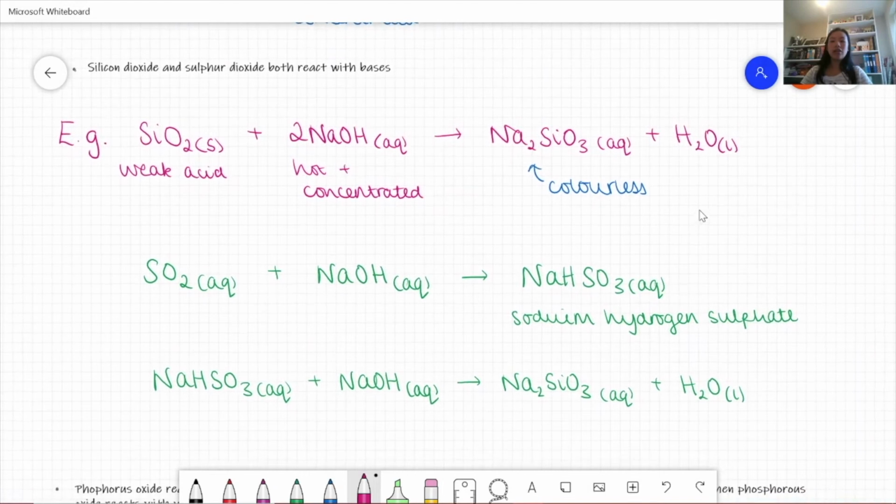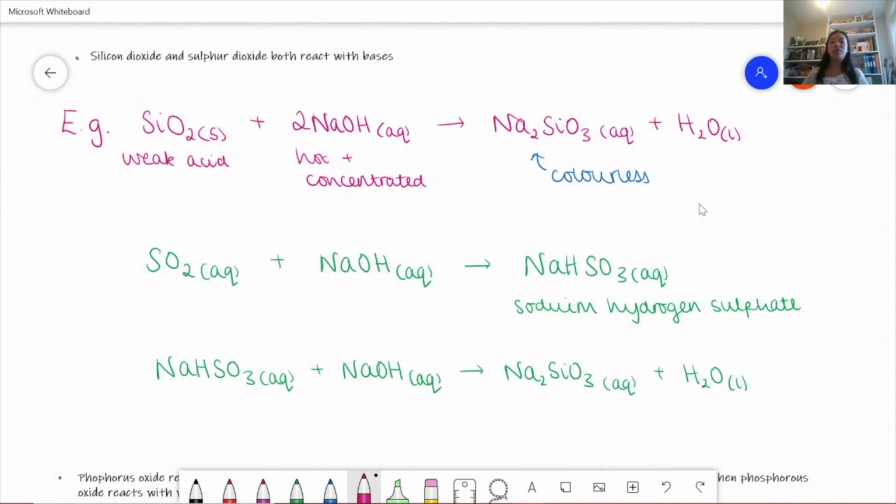And then silicon dioxide and sulfur dioxide both react with bases. So silicon dioxide is acting as a weak acid, and so we react it with hot and concentrated sodium hydroxide, which is the base, and we form sodium silicate and water. And then sulfur dioxide reacts with the sodium hydroxide to form sodium hydrogen sulfite. And then this sodium hydrogen sulfite can also react again with sodium hydroxide to form sodium sulfite and water, like for silicon dioxide.